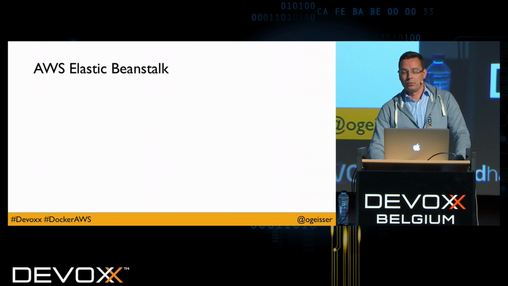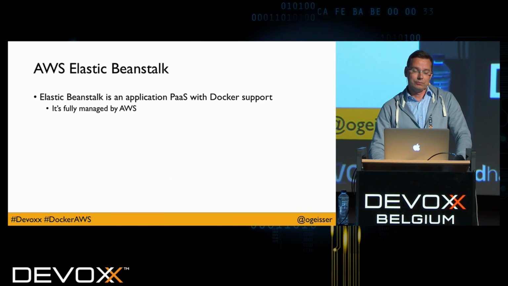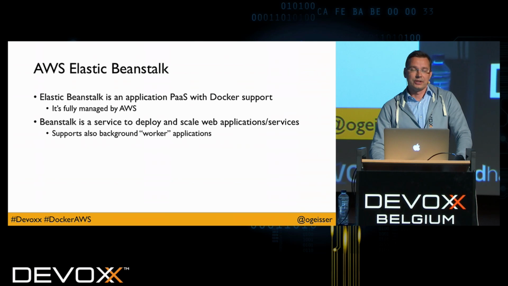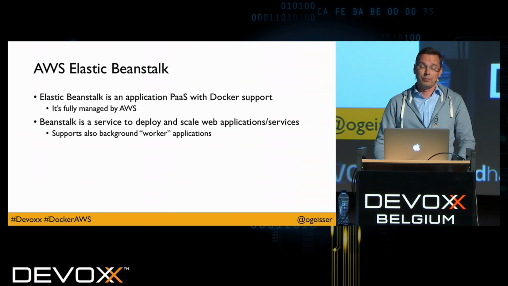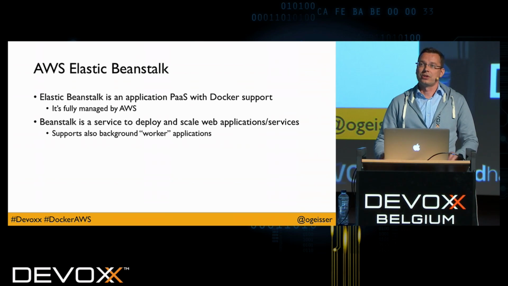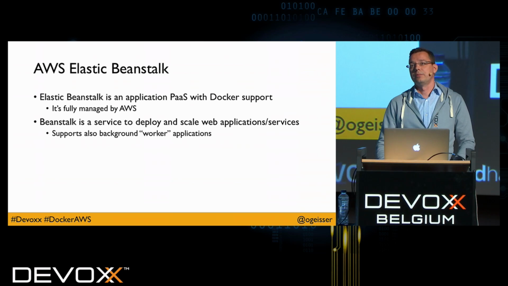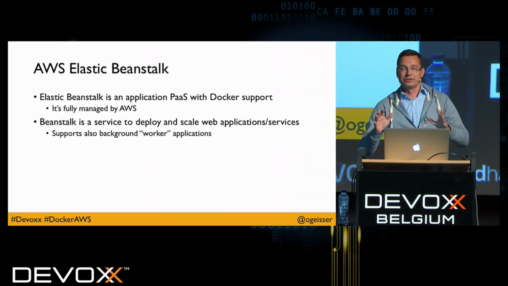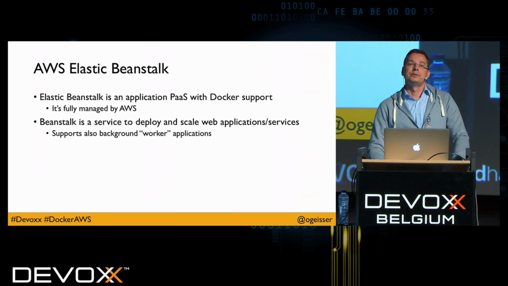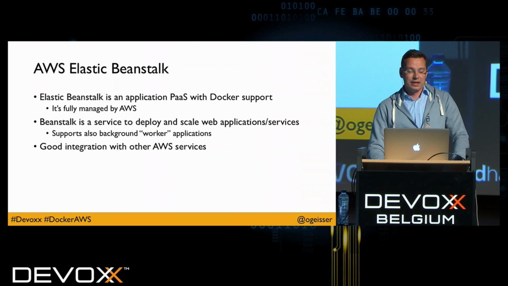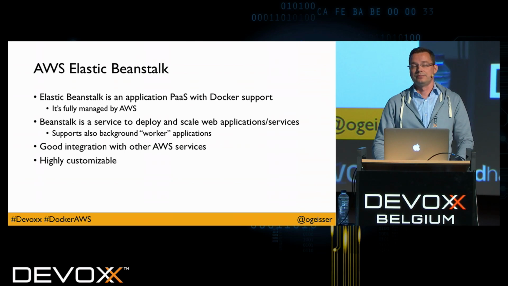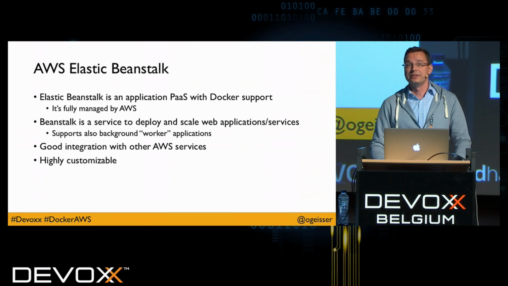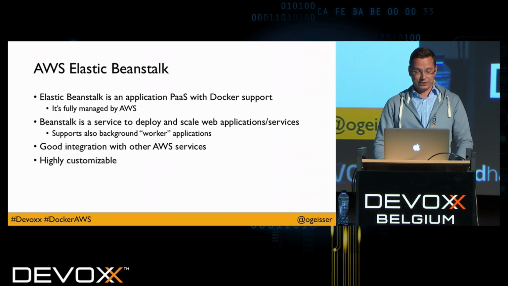So, AWS Elastic Beanstalk, what is it? It's an application platform as a service with Docker support. It's fully managed by AWS. And it's a service to deploy and scale web applications or web services. There is also support for background, so-called worker applications, and you can combine multiple, so you can do a kind of microservices architecture with it. But the blueprint architecture of Elastic Beanstalk, the sweet spot, is web applications. It has good integration with other AWS services. It's also highly customizable if you understand the low-level pieces, and I will come back to this point later on.